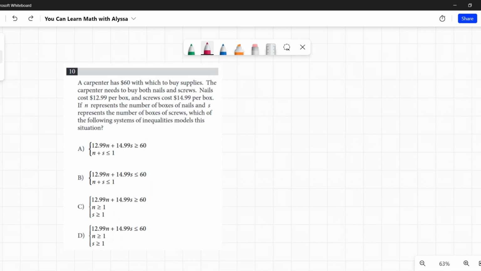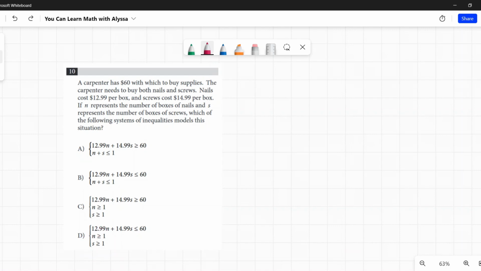If I keep going, all of them have this same $12.99N plus $14.99S, but it's the greater than or equal to. Okay, so that's my difference in that first equation. I have two that say greater than or equal to, and two that say less than or equal to. All right, what's the second part of this? These two say N plus S is less than or equal to 1, and these two say N is greater than or equal to 1, S is greater than or equal to 1.